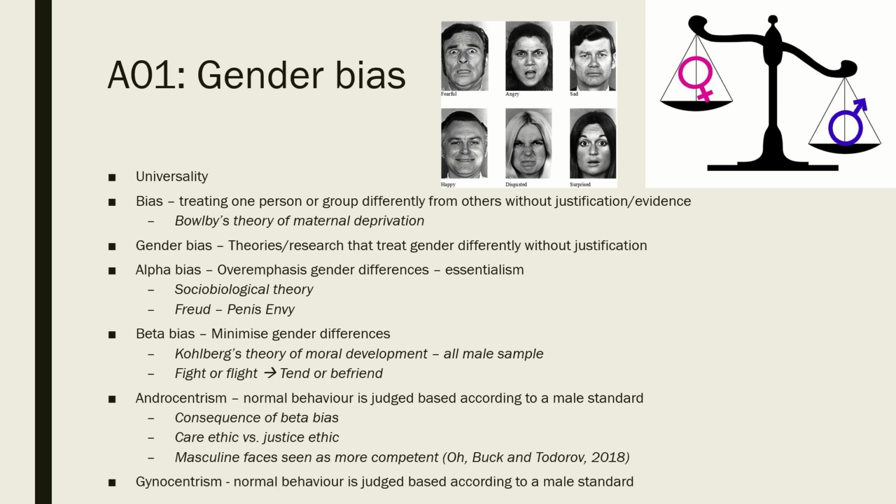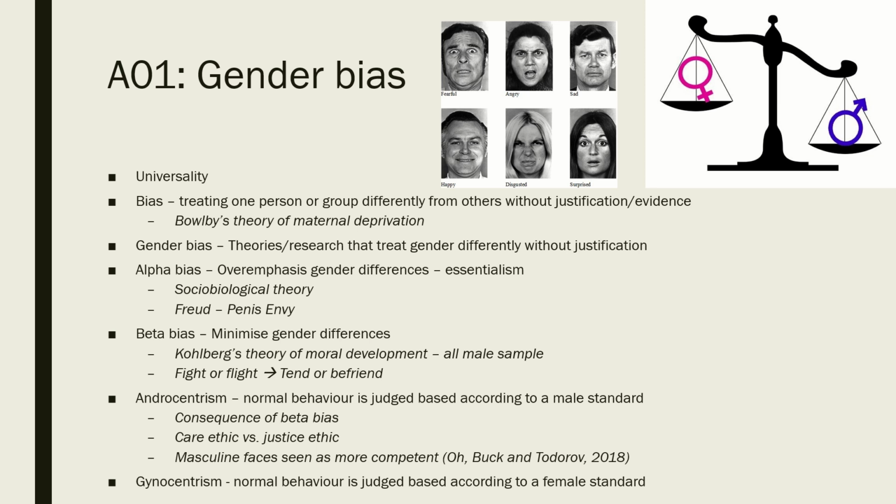Okay. And there is an alternative term for this. We're all about balance and fairness here. So there is gynocentrism, which is the idea that normal behaviour is judged according to a female standard. I did a little bit of reading. I couldn't find many examples of gynocentrism, so I've not included any here, but if you can think of any, particularly those on the spec, that would be really, really good, and you're more than welcome to do some more reading and research as well.